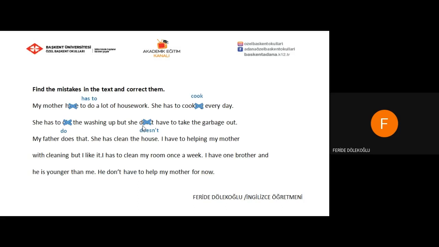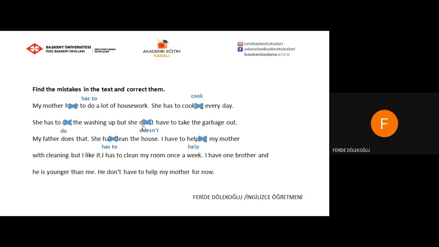My father does that. She has cleaned the house. Here is the fifth mistake. She has to clean the house. I have to helping my mother with cleaning, but I like it. I have to helping. This is wrong. I have to help my mother.